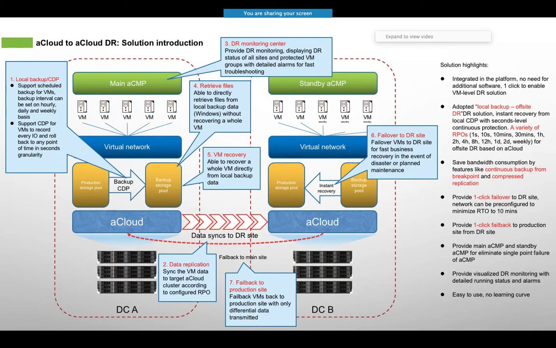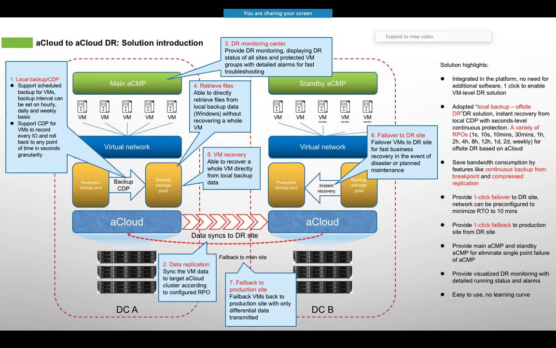On the next slide, we will talk a little bit deeper into how the aCloud to aCloud DR works. Like I mentioned, we are utilizing this local backup and remote DR mechanism in the DR solution. So the very first thing the disaster recovery solution will do is make a copy of the data in the local backup. Of course, we have very strong backup capability on aCloud.